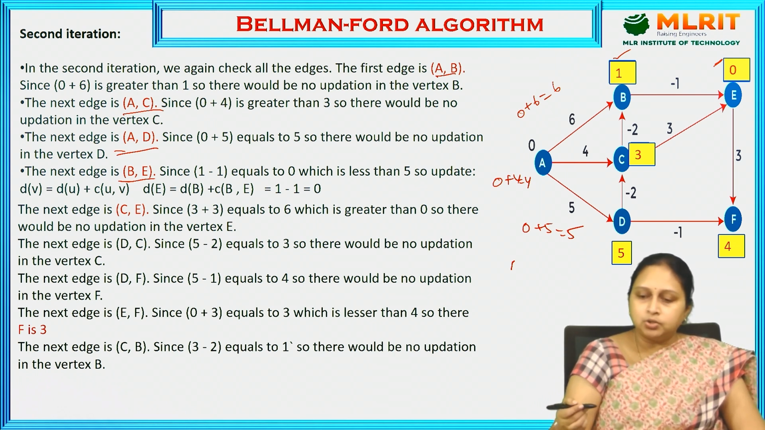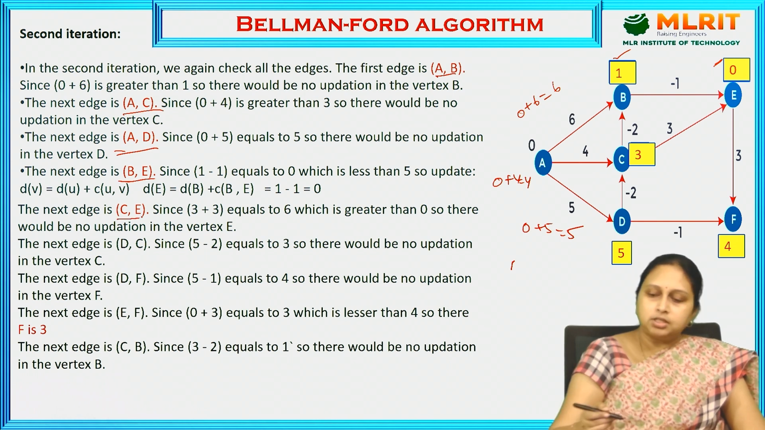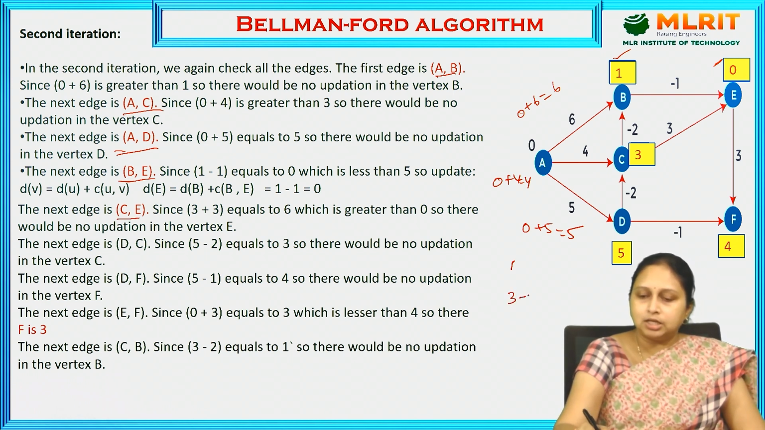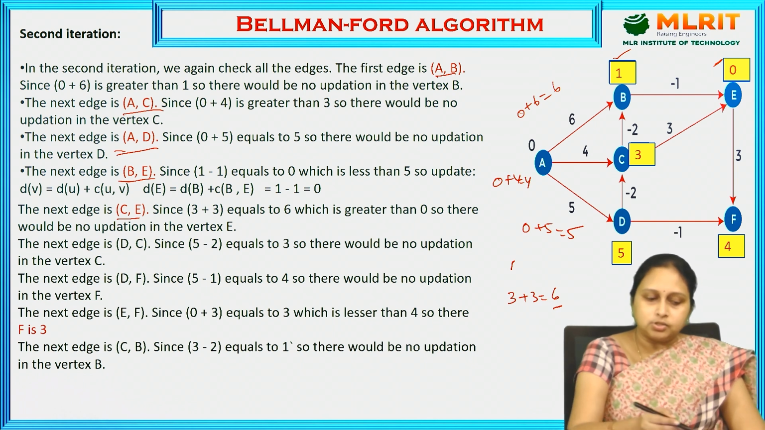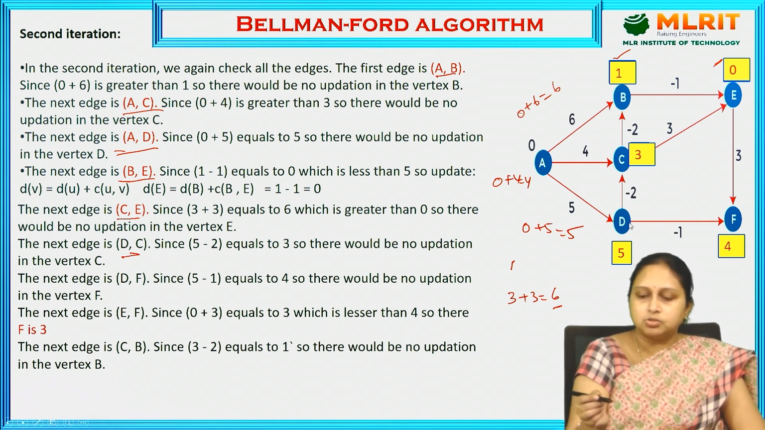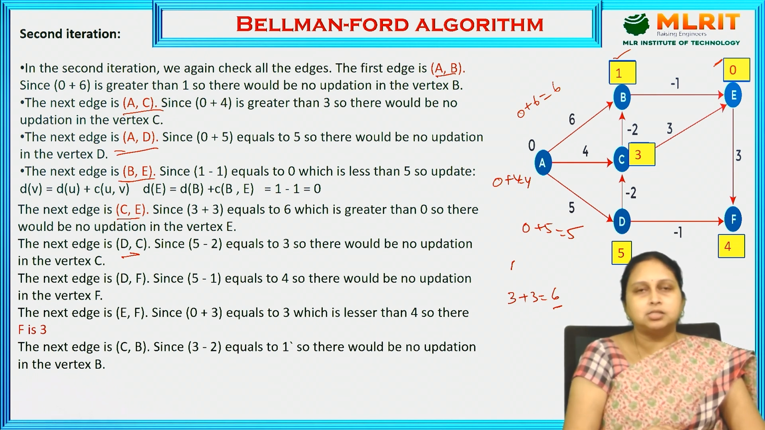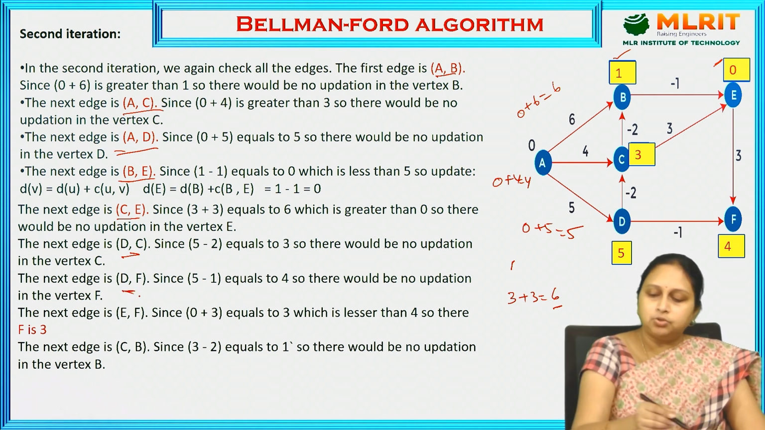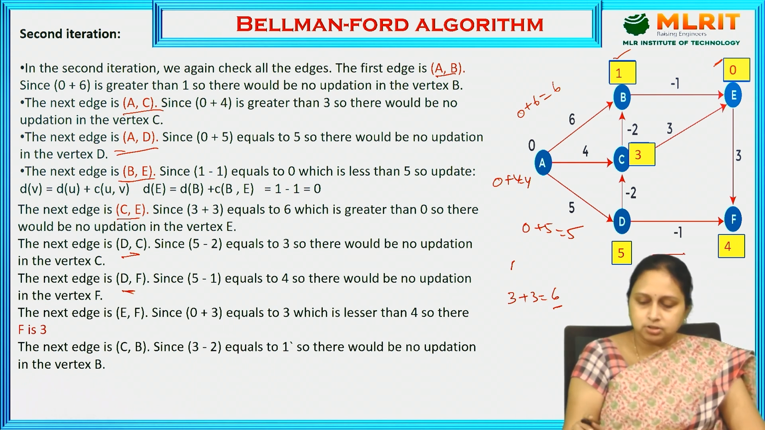Next, if I am going to check for C to E. C to E, what is the value? C value is 3. 3 plus 3 is nothing but 6. 6 is greater than 0, so we are not going to replace 0 with 6. 0 is the minimum value. Next, I am going to check with the D to C. What is the D to C value? 5 minus 2 is nothing but 3. There is no change. So, we are going to place a C vertex with a 3 only. Next, D to F. D to F, you have 5 minus 1, 4 only, no change.